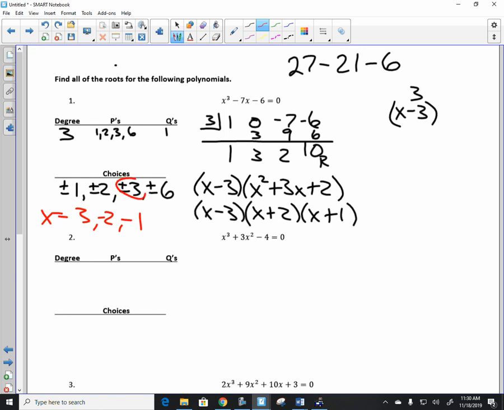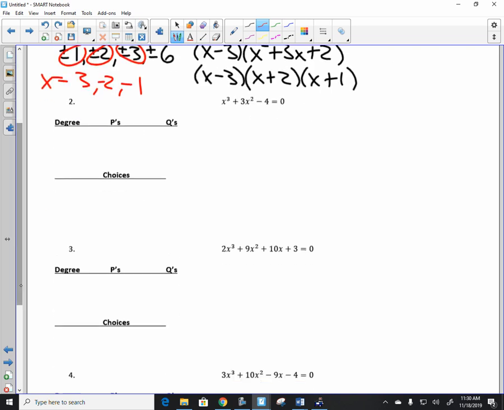Yeah, we got positive 3. We've got negative 2. We've got negative 1. It comes right from our choices. If there are rational roots, they're going to be from your choices, your P's and Q's. You need to try one on your own. Try number 2. Go. You can do it. You're really smart.